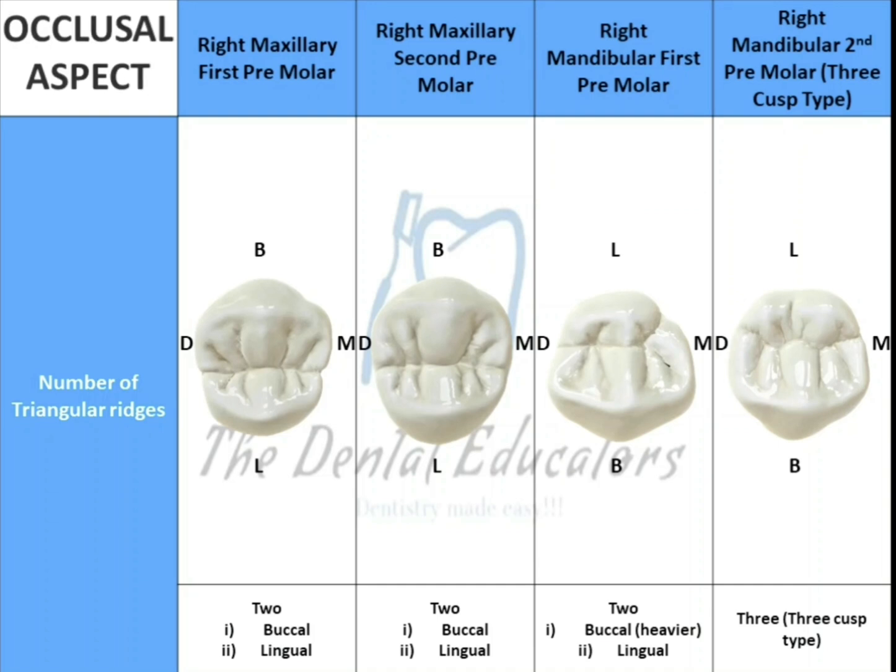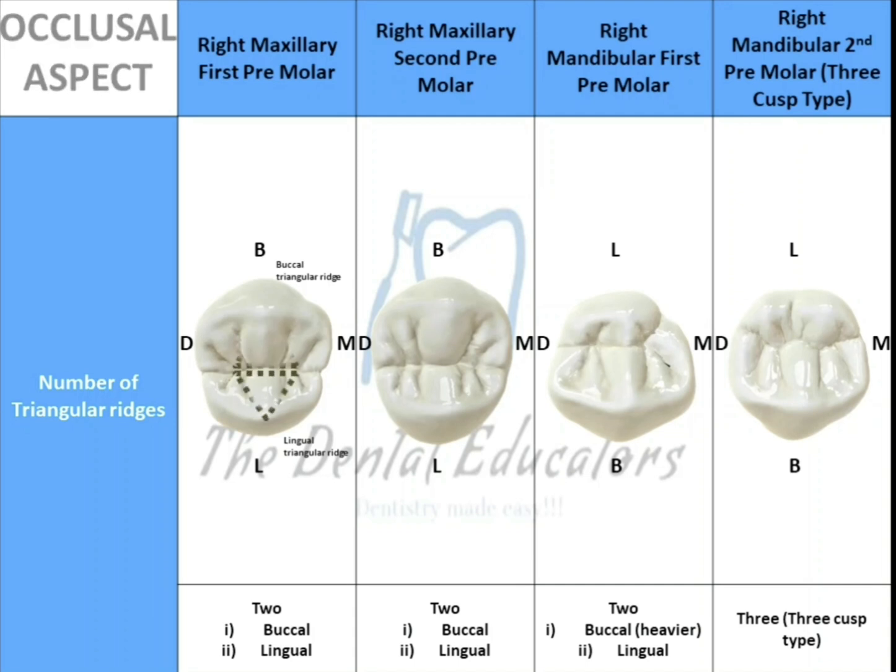As the maxillary first premolars have two cusps, the buccal cusp and the lingual cusp, there will be two triangular ridges. The triangular ridge on the buccal cusp will be referred to as the buccal triangular ridge, whereas the triangular ridge on the lingual cusp will be referred to as the lingual triangular ridge.